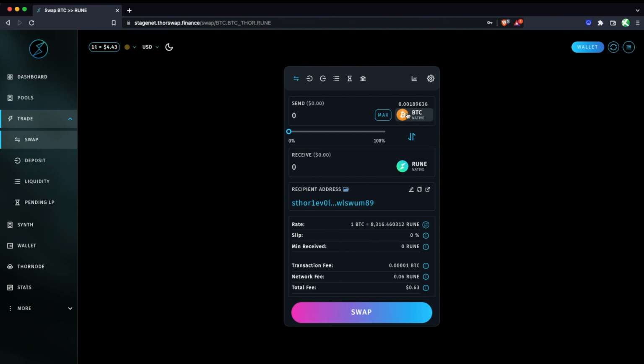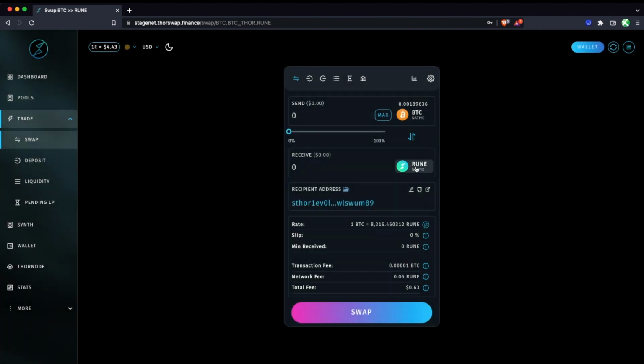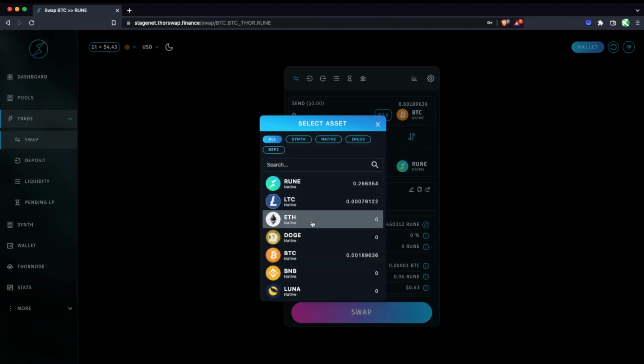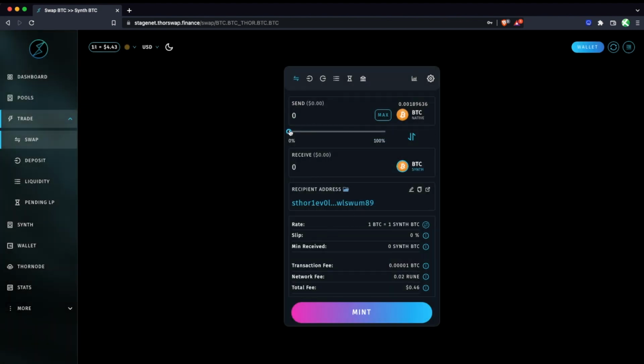So here I'm going to be starting with my Bitcoin. So we'll just pick our asset as if we're doing a normal swap, except we can go to synth and see the synthetic assets. So let's just go with BTC to synthetic BTC, and we'll just do a little bit of Bitcoin. Also, I'm recording this on StageNet before it goes fully live, so you'll notice the fees and slippage are very high, but this will not be the case once it's live.